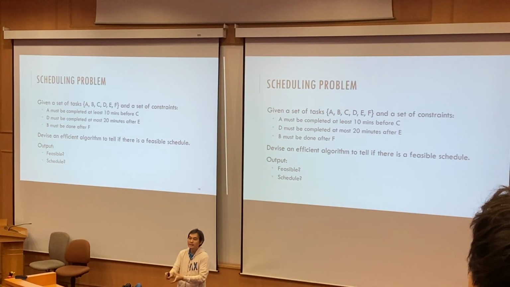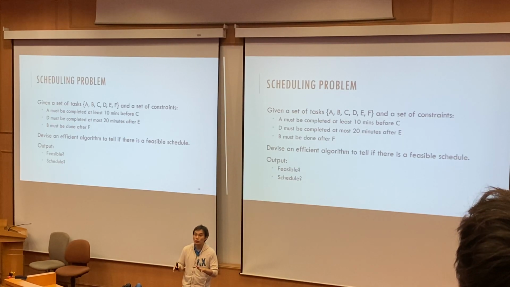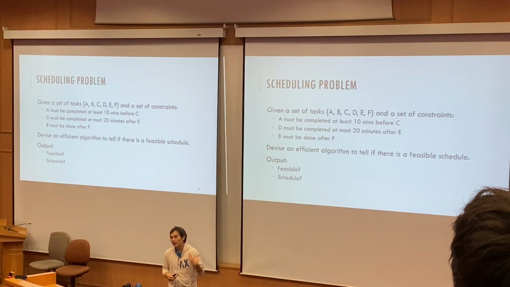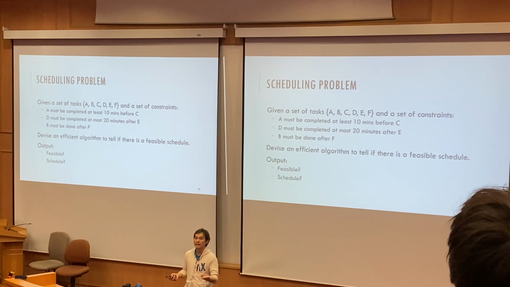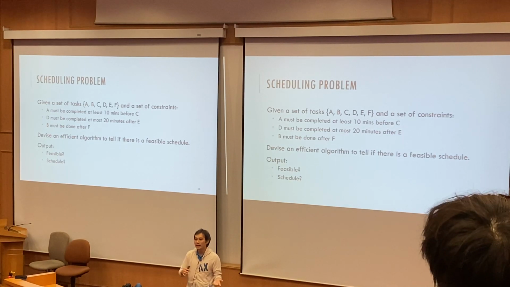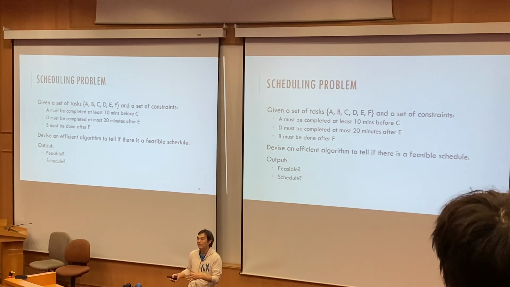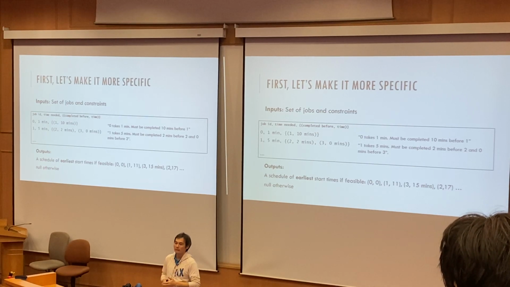Given a set of tasks, let's say A, B, C, D, E, F, just an example, and a set of constraints, I want you to find a schedule. What these constraints look like is that A must be completed at least 10 minutes before C, B must be completed at least 20 minutes before E, B must be done after F. These kind of constraints. So let's make it more concrete.